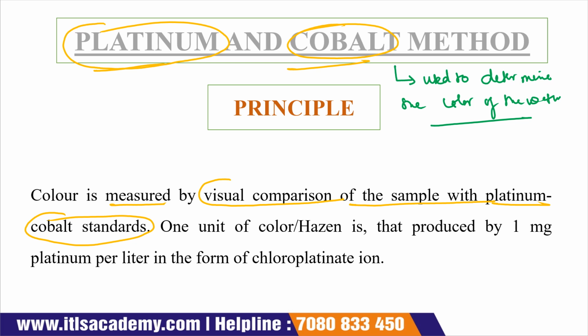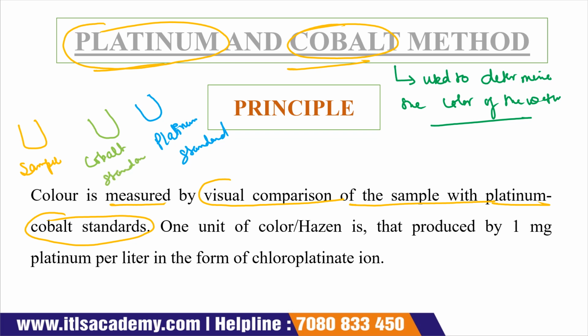Okay, so we take a platinum and cobalt standard and compare the color of the water with it. Suppose that this is our sample, this is the cobalt standard and this is the platinum standard. We compare the color of the sample with the cobalt standard and with the platinum standard, and via this we measure the color.